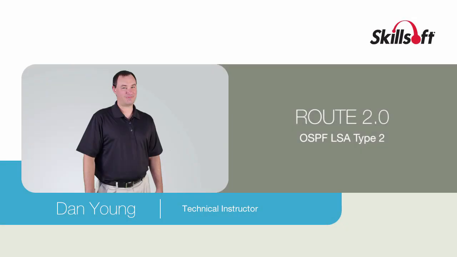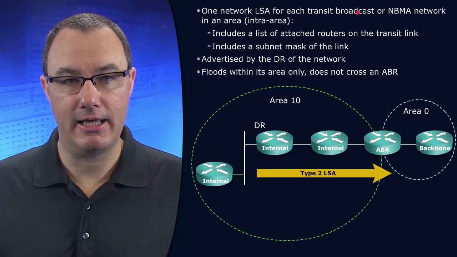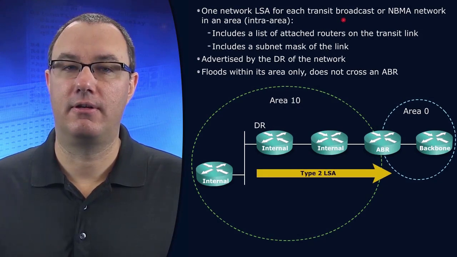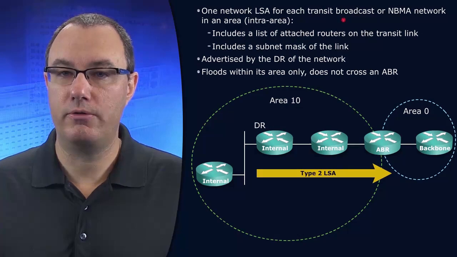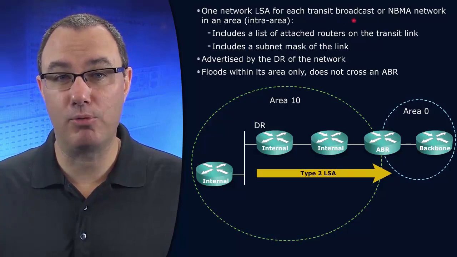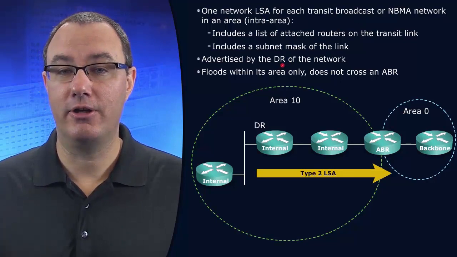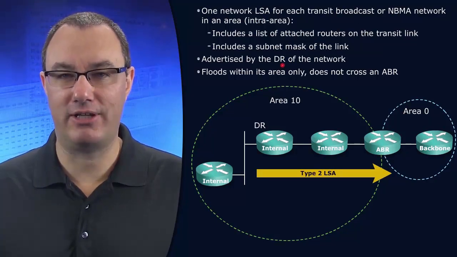LSA Type 2 is called the Network LSA. Now, we understand that OSPF works differently depending on what media that we run it on. And that is very impactful to the LSA discussion we're having. The LSAs do change depending on what kind of medium we have. If we didn't have any broadcast networks or no networks with designated routers, we would get no Type 2 LSAs.